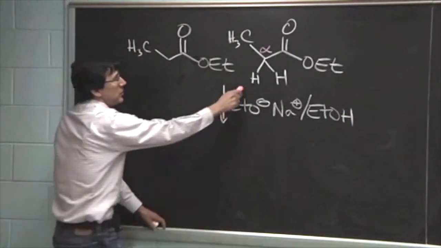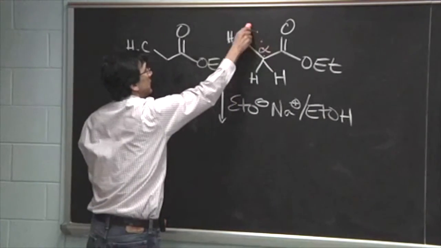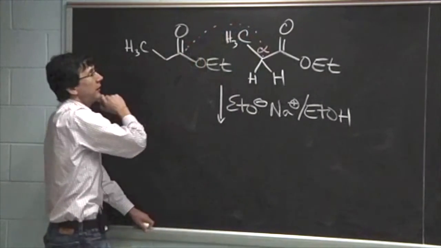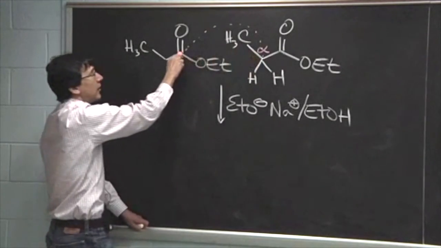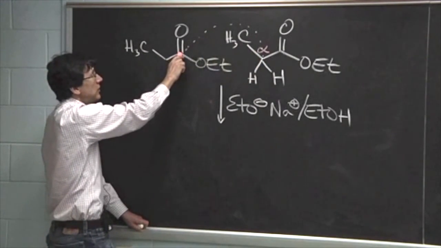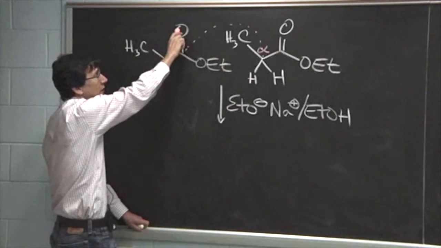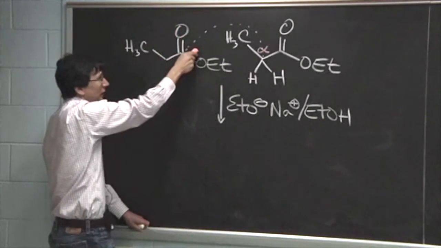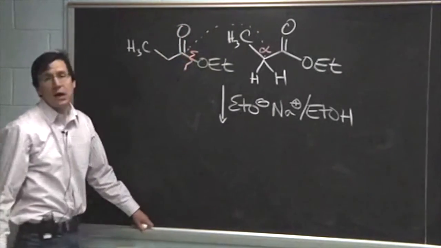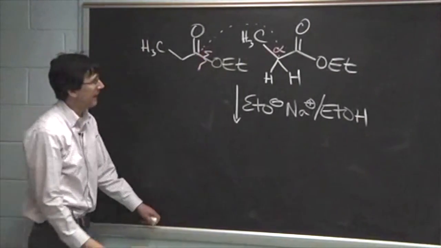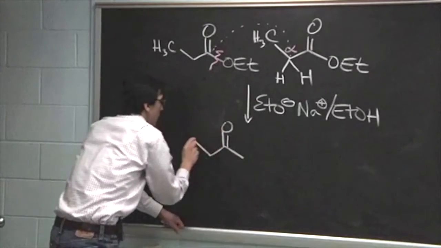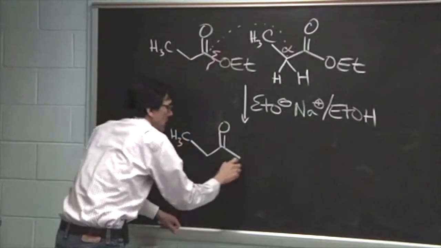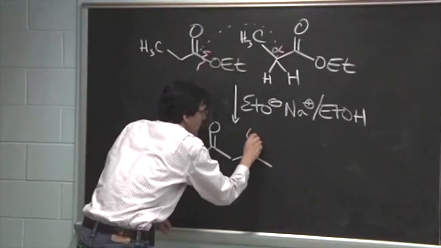So remember, you deprotonate, you make the enolate. The new bond is formed between the alpha carbon of one of the ester units and the carbonyl of the other ester unit. We make a tetrahedral intermediate. The tetrahedral intermediate breaks down, and then we end up breaking that bond right there. So the product of this Claisen condensation is the following.